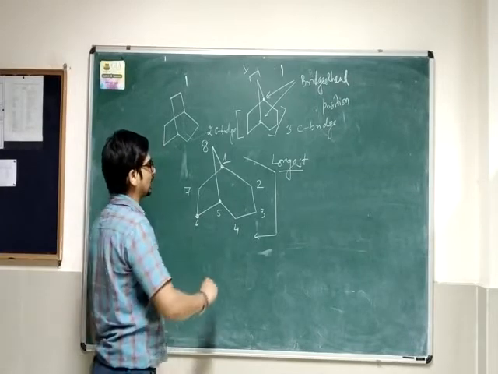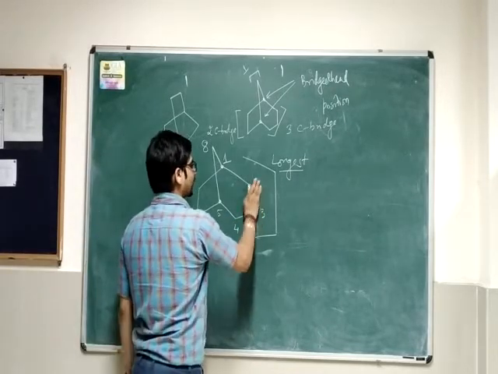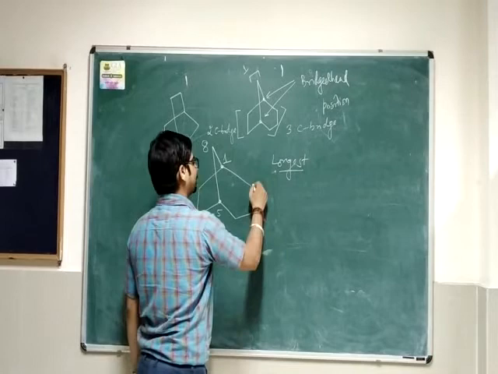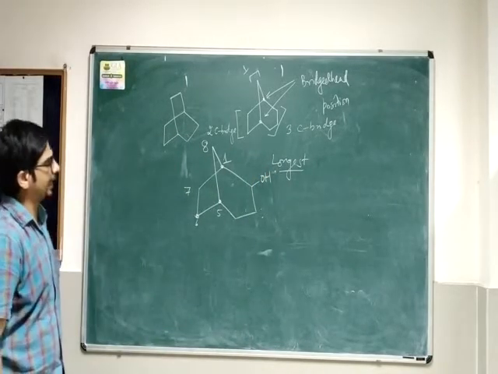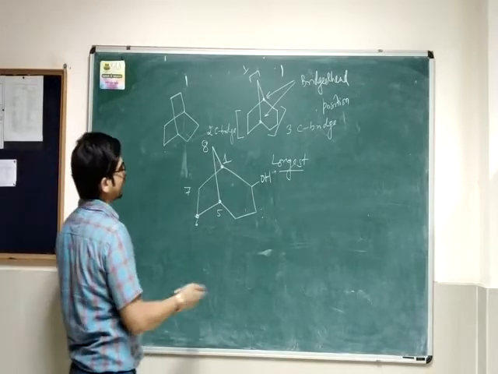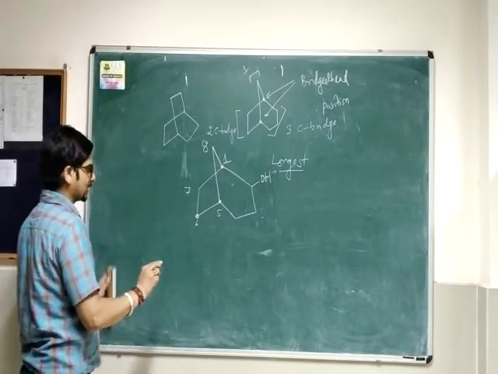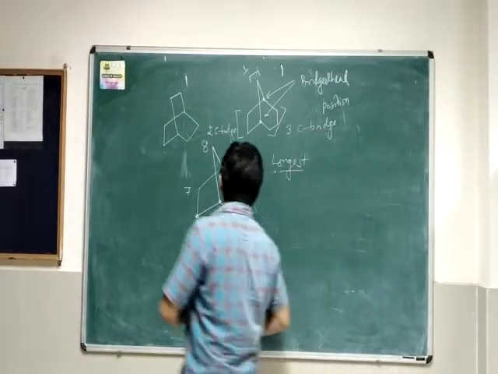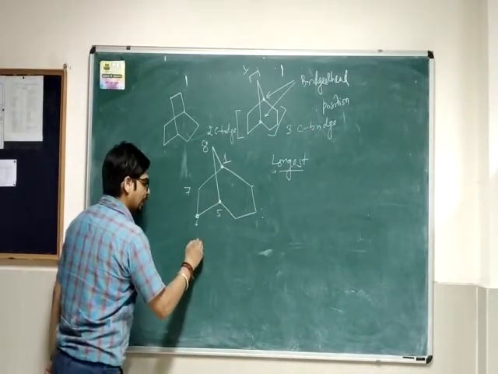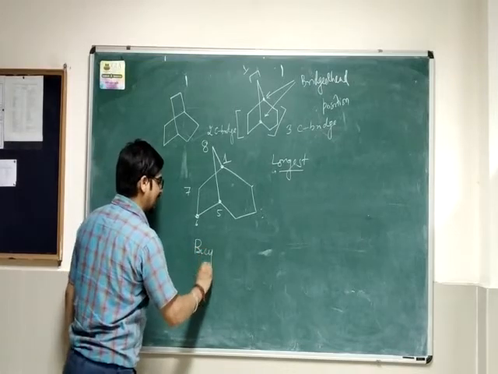Now let us take one example. For example, we have this molecule. Now what will be the name of this compound? As we discussed in the last lecture, normally if a hydroxyl group is not there, the name of the compound becomes bicyclo, because it is a bicyclic system.